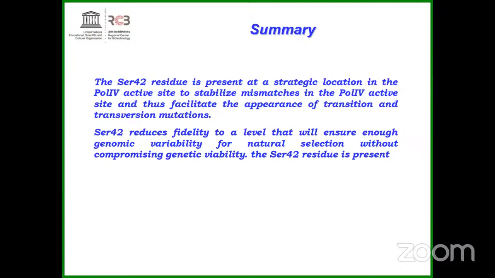And this design apparently may be important. If you have too many mutations, it is going to be bad for the organism because genetic viability will go down. If you have too few mutations, then you're not generating enough genotypes for natural selection. So maybe putting a serine residue towards the minor groove of the incipient base pair is a good way of calibrating the mutator activity so that you generate enough genotypes without losing genomic viability.